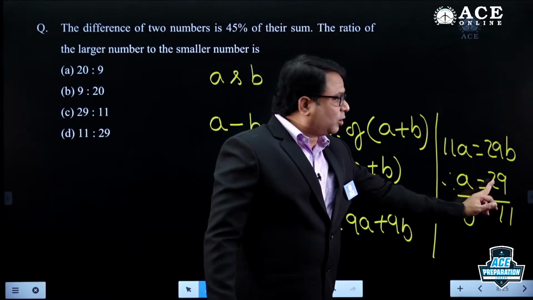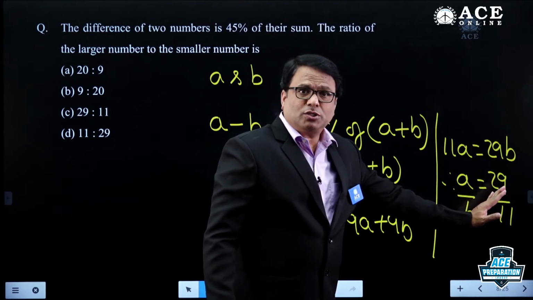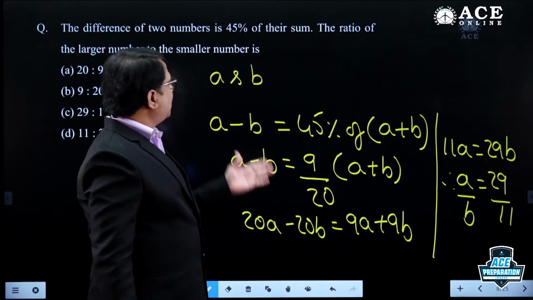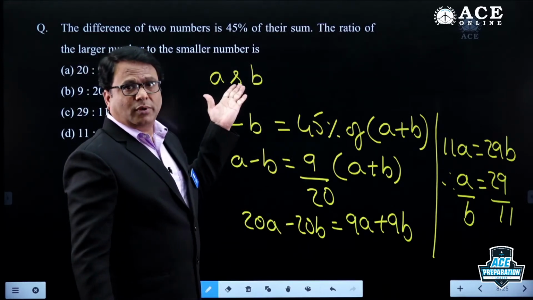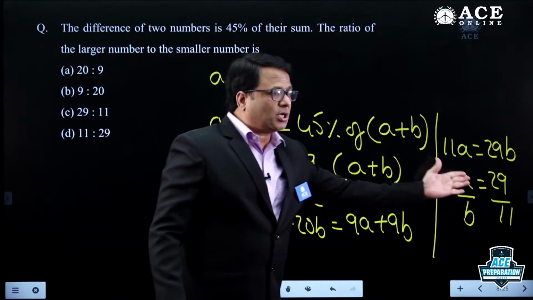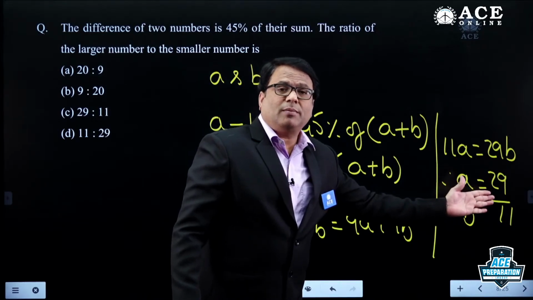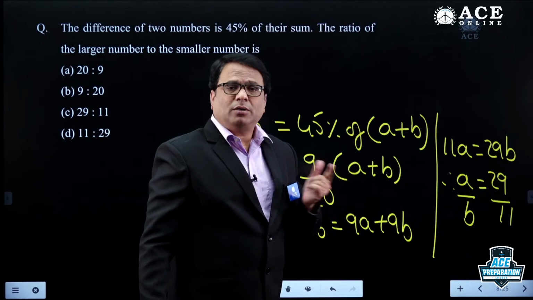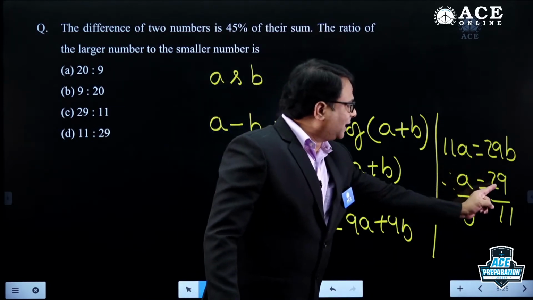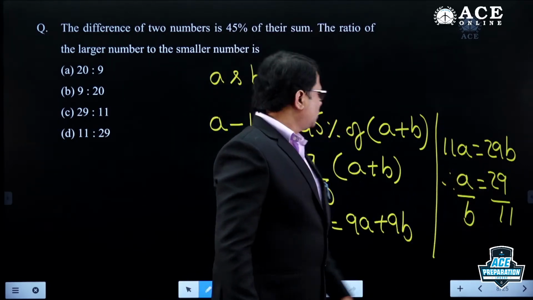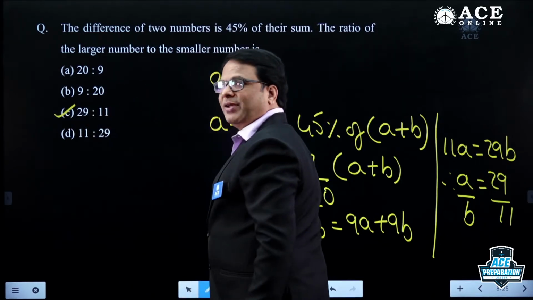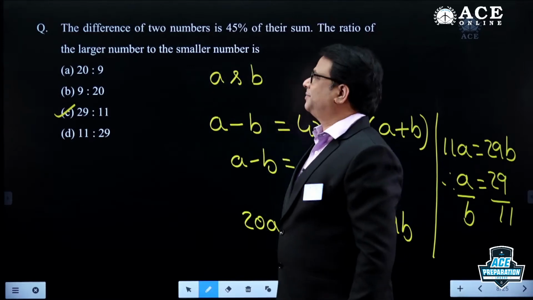See, these are not the original values. This is only the ratio, because all these calculations depend on our assumption. So don't think that these are the original values. These are only the terms of the ratio. So what is the ratio of larger number to the smaller number? 29 is to 11. So we take our answer as 29 is to 11.